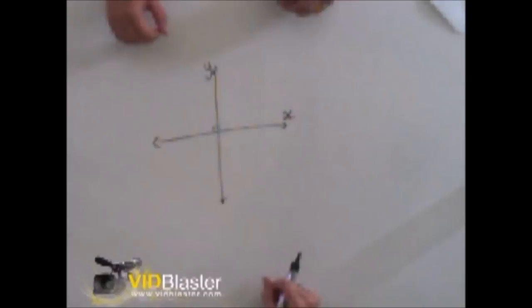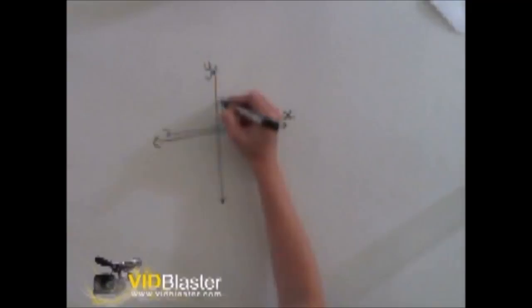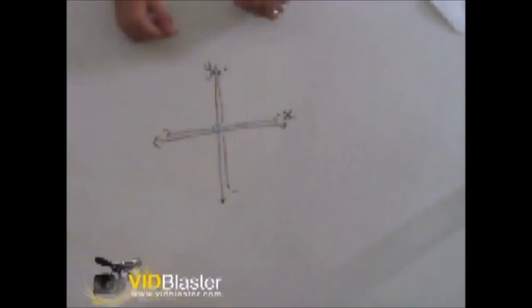So all our x values over here will be positive, and our x values over here will be negative, and our y values going up are positive, and our y values going down here are negative. This Cartesian plane comes into play a lot with grade 10 content. It comes into play with trigonometry and things like that. Analytical geometry as well. So if they don't get the Cartesian plane in grade 9, it's really important that they master it.